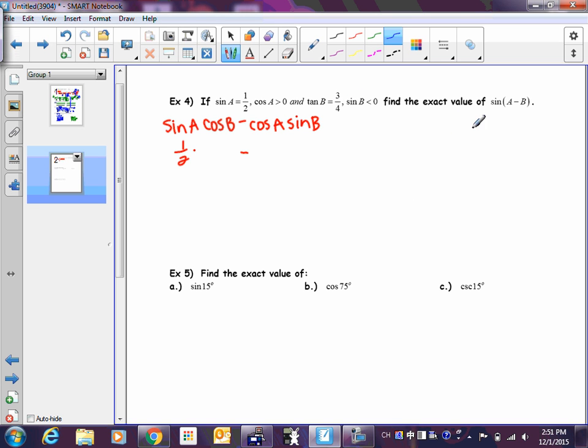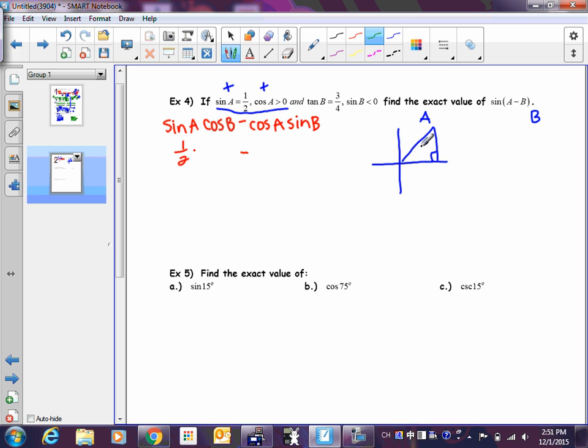So we have 2 different angles. So I'm going to draw 2 pictures, a picture for A and a picture for B, because they're different angles. Okay, so let's just first look at A. First of all, sine is positive 1/2 and cosine is positive, both positive. What quadrant is both sine and cosine positive? The first one. So let's draw a triangle in the first quadrant.